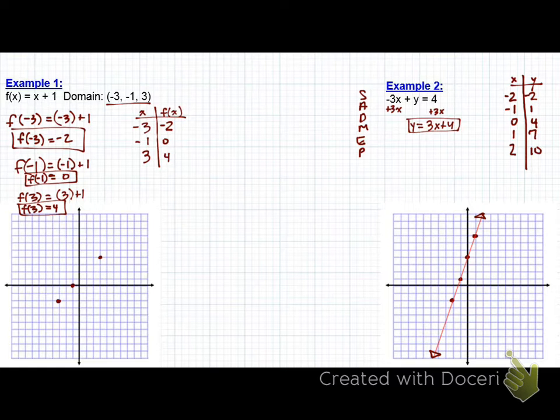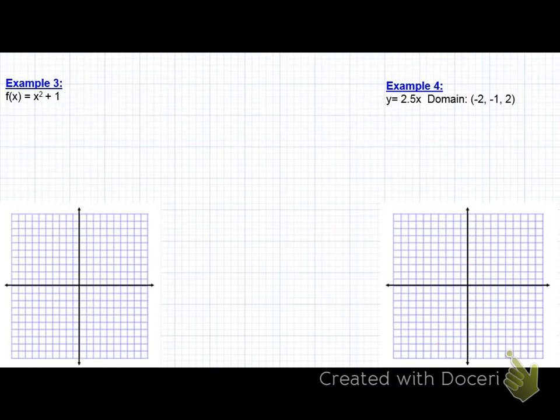Okay, you should have paused the video and written these down. Let's keep going here. Alright, let's do a couple more. Okay, number 3. Let's do this together. Let's start by making a T-chart, just so we know.